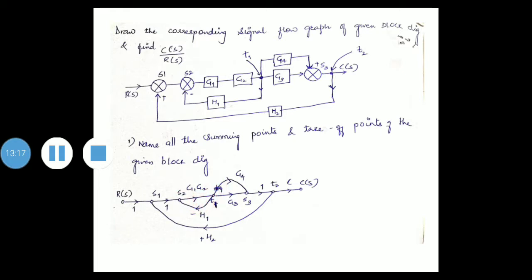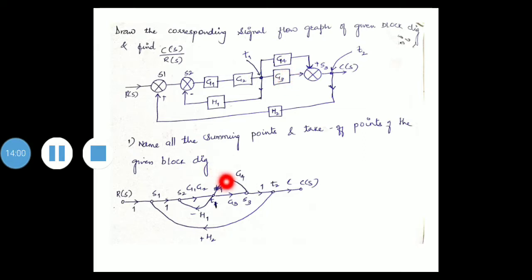Then S2 to T1: you have two blocks in series, G1 and G2, so G1 G2 is present between S2 and T1. Then from T1 we have one block G4 connected to S3. This forward path from T1 to S3 is denoted by G4. Then from T1 to T2, there is a block G3, which is given to S3.